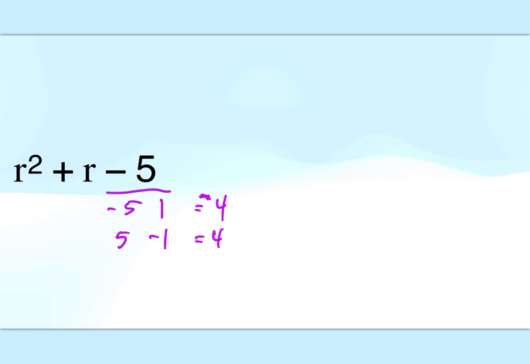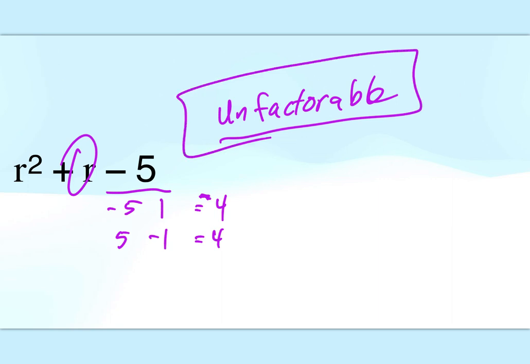That's all there is. The only two numbers that multiply to 5 are 5 and 1. So either negative 5 and positive 1 or positive 5 and negative 1. They add to either negative 4 or positive 4. And I need them to add to 1. So in a case like this, this is unfactorable.